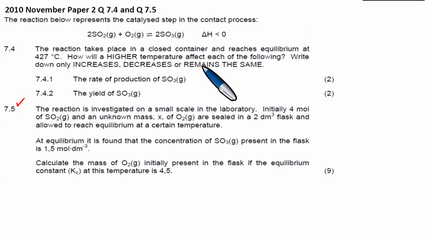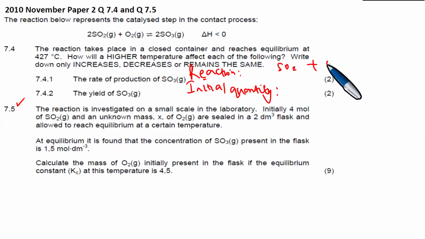Right. So we have SO2, we have the reaction, and then we have the initial quantity. We have 2 SO3.